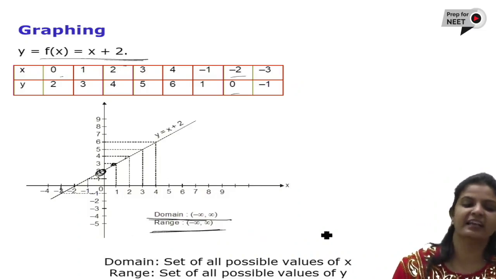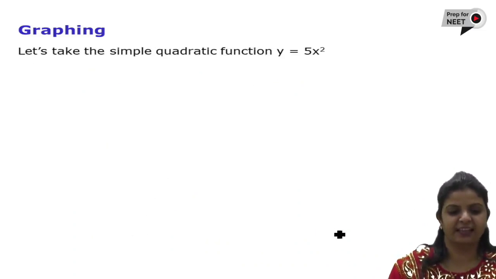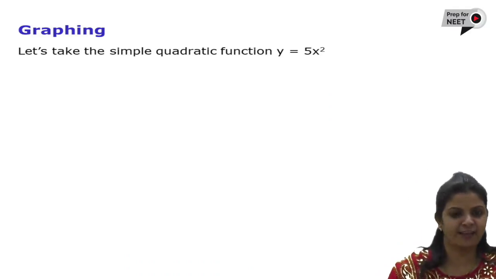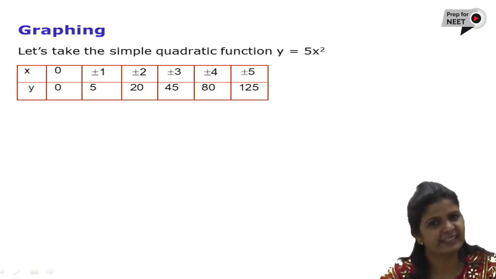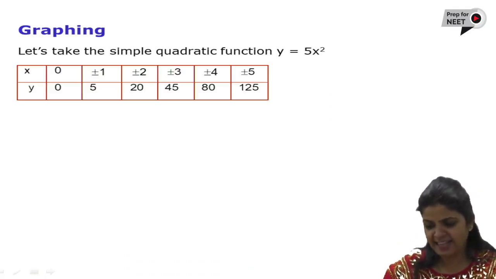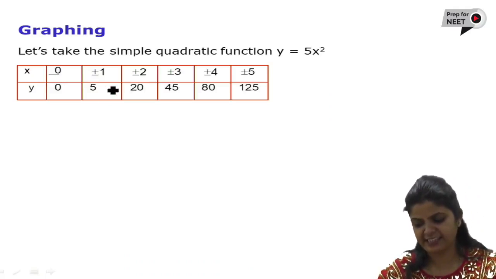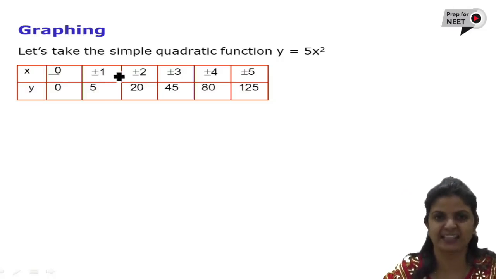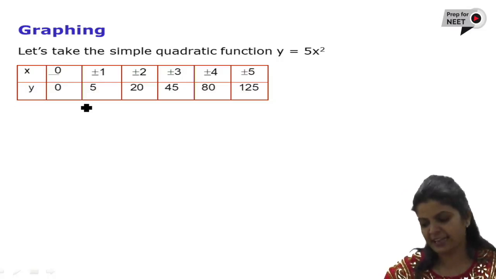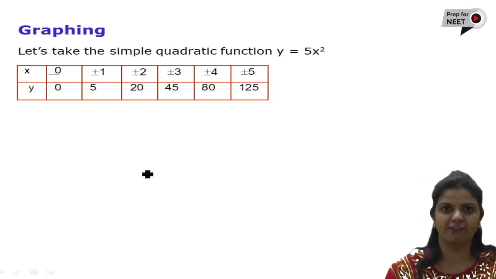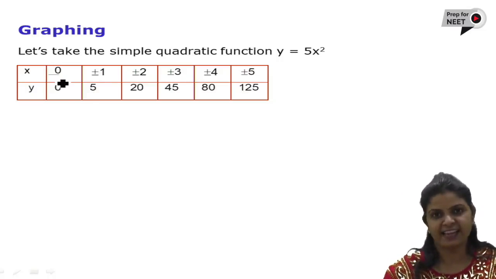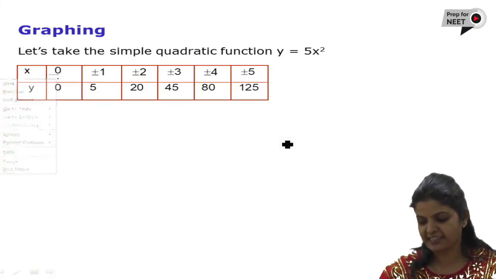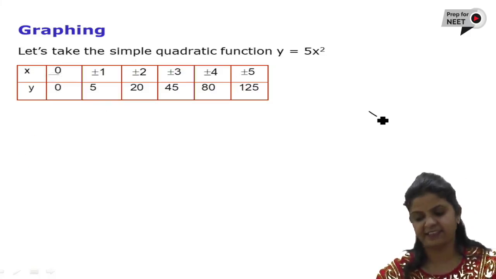We'll come to the second function. Let's take one arbitrary simple function, y is equal to 5x square. We are going to repeat the same task again. I'll choose some different values of x, let's say 0, plus minus 1, plus minus 2, plus minus 3 and so on. And every time we'll keep on calculating the respective value of y. Let's say if I say x is equal to 0, you are getting y is equal to also 0. Put x is equal to 1 and get y is equal to 5.